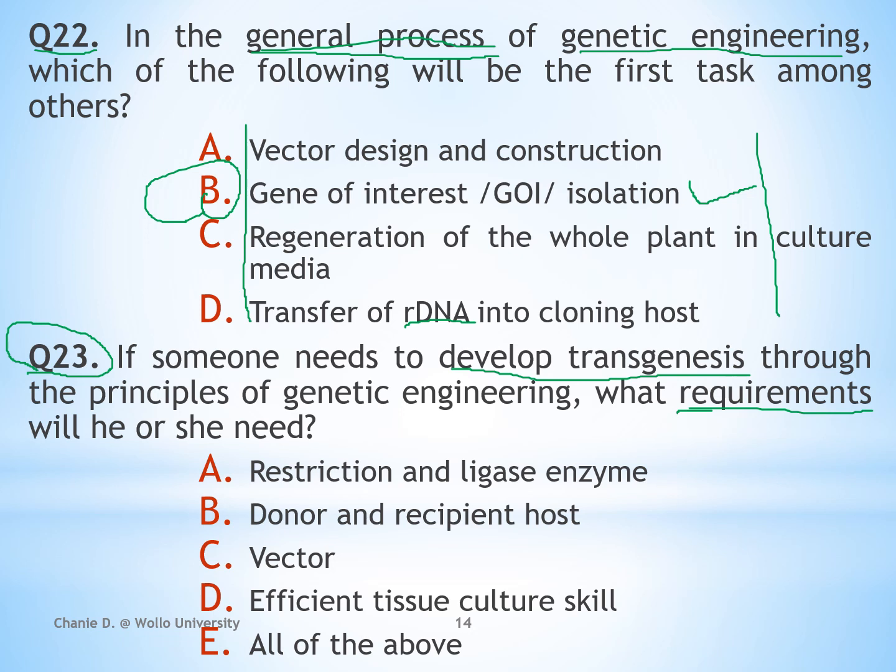The other is some laboratory skills. Cell and tissue culture skills are important to regenerate the cell into the whole organism. Those and others are important to do genetic engineering. So from those given alternatives, restriction and ligase enzymes are important too. Donor and recipient hosts are important. Vector is important. Efficient tissue culture skill is required, and all are important to do transgenesis in the principle of genetic engineering. So the correct answer for question number 23 is E.